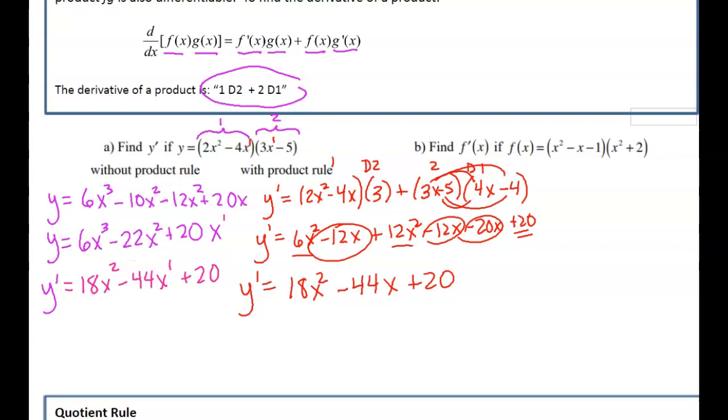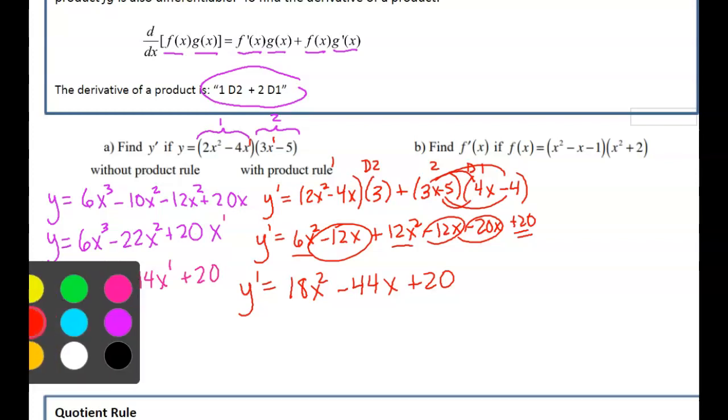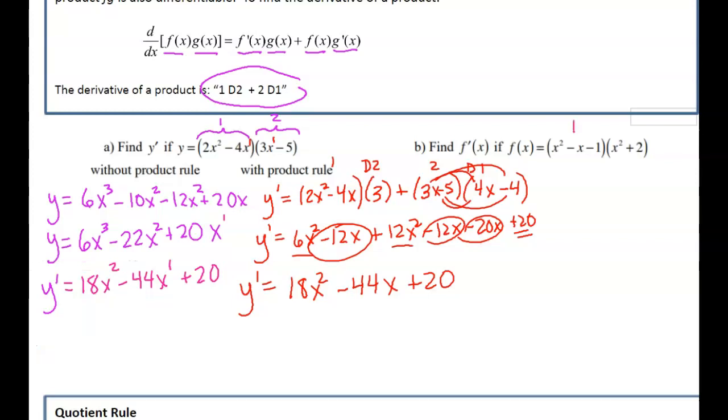All right, so let's do part B. On part B, because I know it's going to be more of this, I'm going to do it with the product rule or without. It's a choice. So let's just say I recognize it as a product and I want to use that. So this is going to be 1, this is going to be 2. I'll write it down here. So I get y prime is equal to 1.